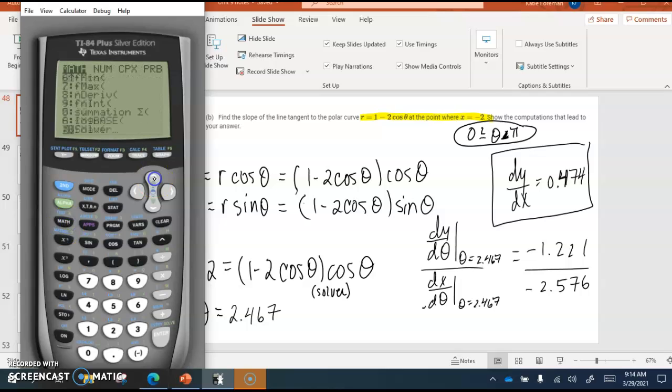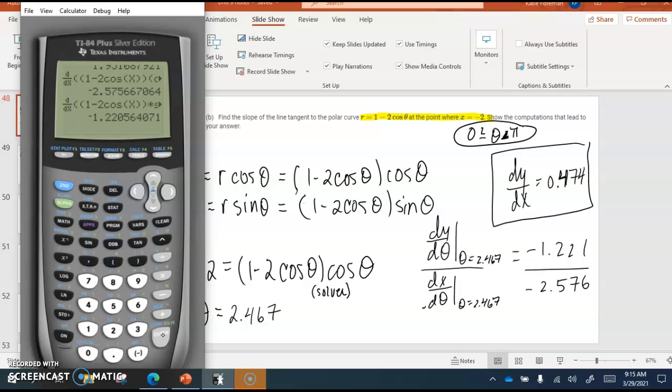So now I'm going to go through the same steps. I'm going to derive with respect to x. Now I have 1 minus 2 cosine of theta, close 2 sets of parentheses, times, and I don't even need that one, times sine of theta, and that parenthesis, at 2.467. I verify that I get negative 1.221.